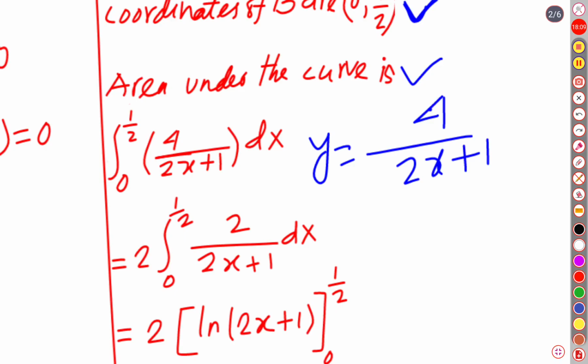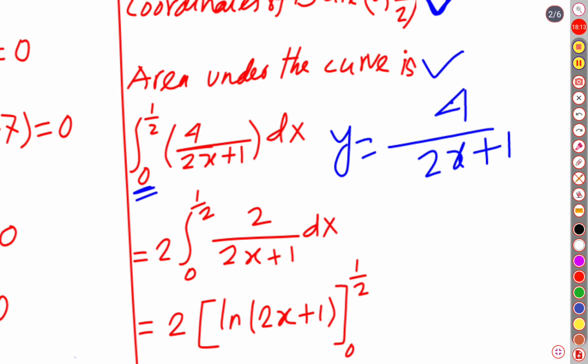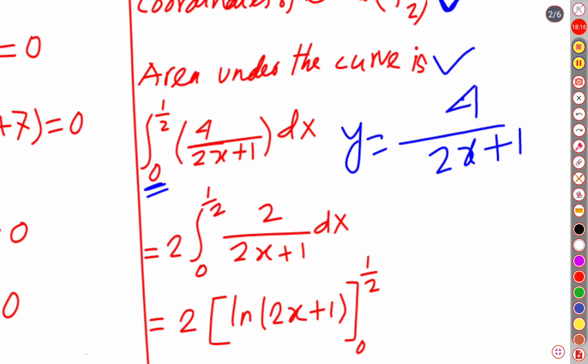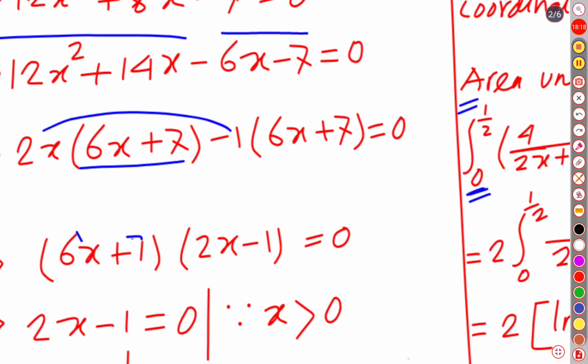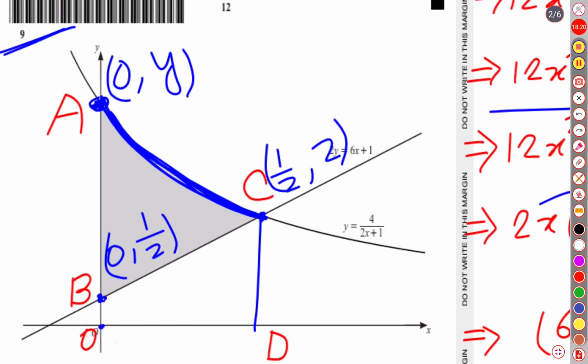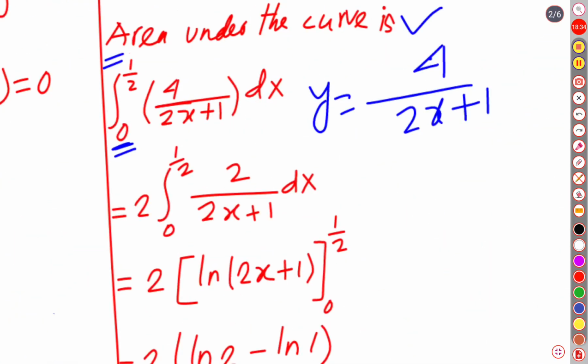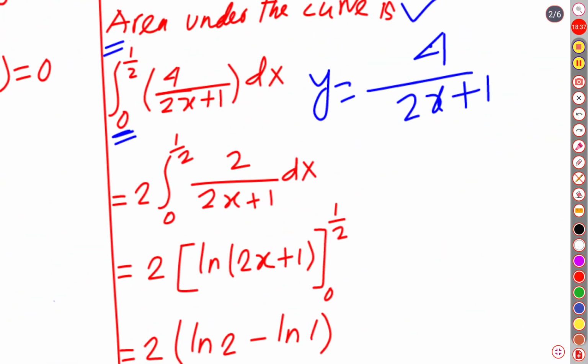Once again I am telling you that 0 is the lower limit from the graph and half is the upper limit. Once again let me show you from the graph our lower limit of x. Look, this is our x, from this point until this point. That's why we have used lower limit 0 and upper limit half. So from 0 until half we are going to integrate this, because finding the area under any curved line is actually integration.